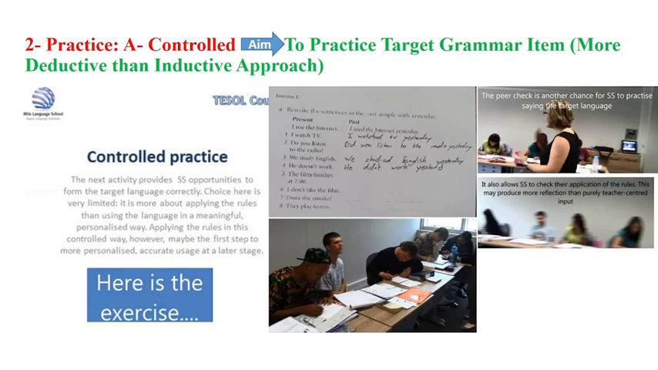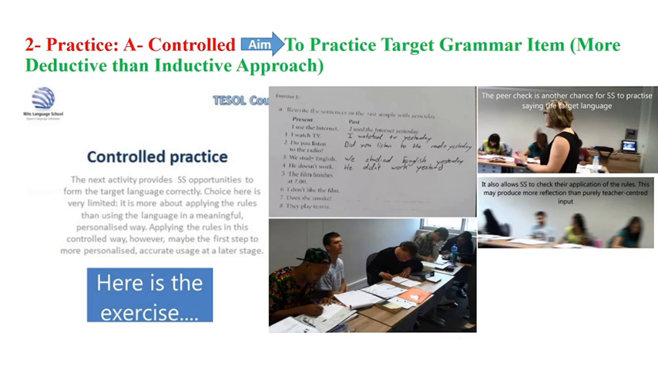Applying the rules in this controlled way, however, may be the first step to more personalized, accurate usage at a later stage. The peer check is another chance for students to practice saying the target language, which is always past simple. It also allows students to check their application of the rules. This may produce more reflection than purely teacher-centered input. And we can see the exercise on the slide.